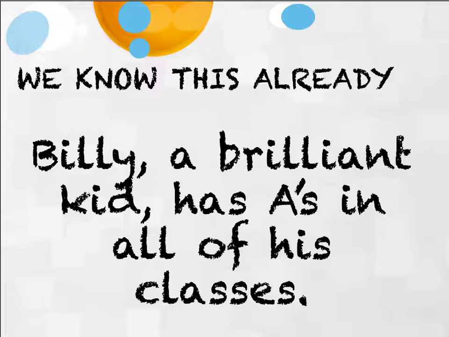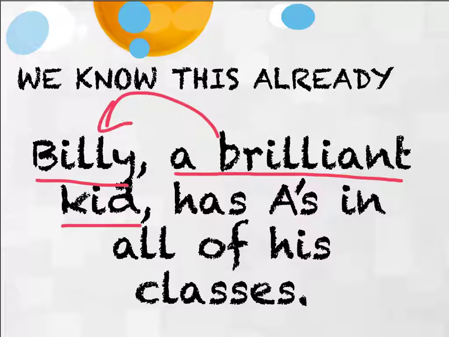So, a quick review of what we know. Appositives give us more information about the noun. So we have the noun Billy here, and right after it we've got this appositive. Appositives are always next to a noun, a brilliant kid. Second rule is it gives us more information about the noun. So Billy, well, what about this Billy? He's a brilliant kid. Third rule is appositives are surrounded by commas. Fourth rule is the sentence has to make sense without the appositive in it. Billy has A's in all of his classes.